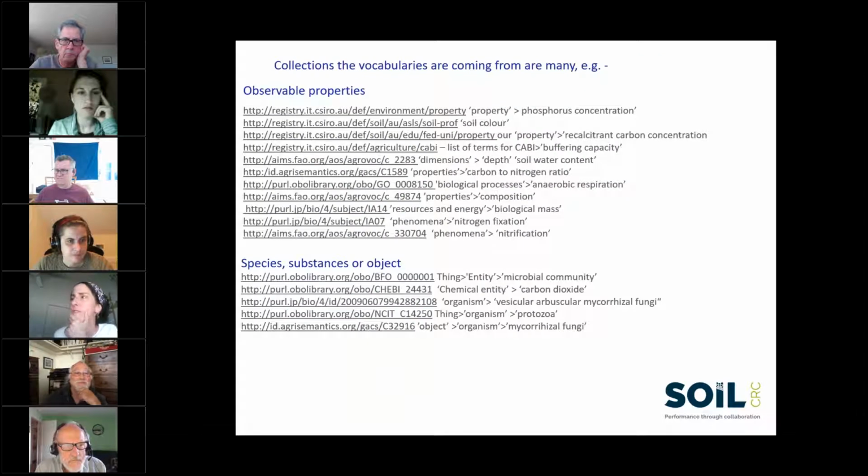I found that observed properties for soil are kind of scattered everywhere. So there's just a grab shot of some of them. I think probably most of them, and species and substances objects are the same. They're sitting across a bunch of different ontologies and collections.